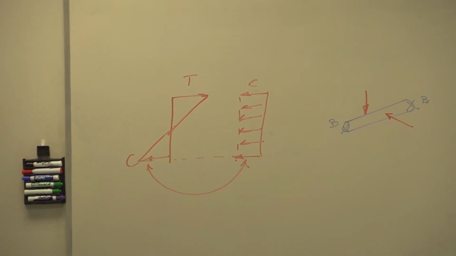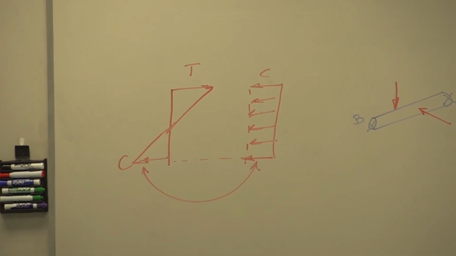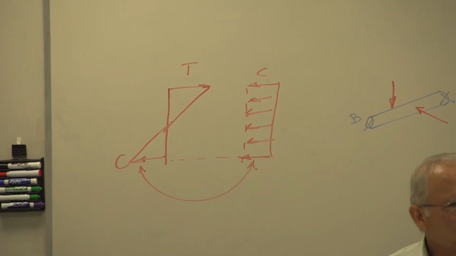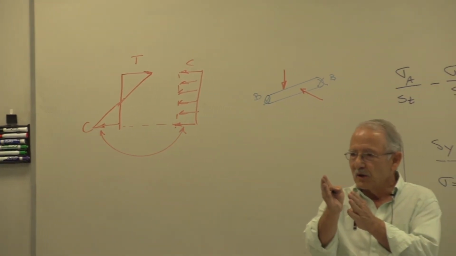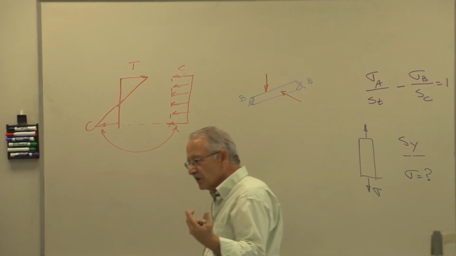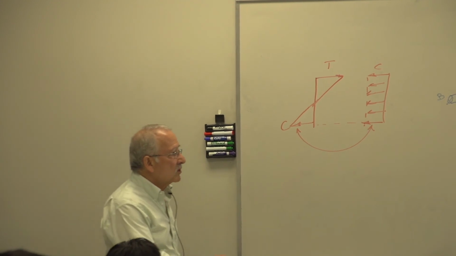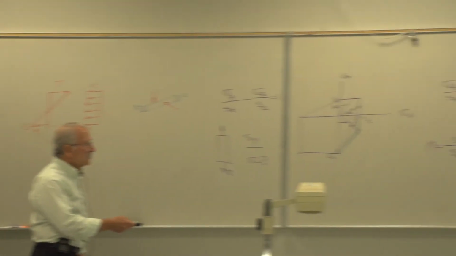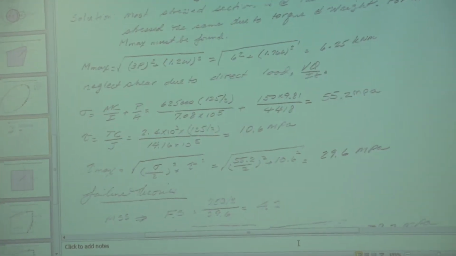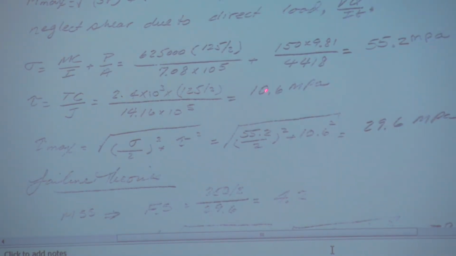They're both compressive. And since you're looking for yielding, tensile and compressive stresses really don't make any difference, because slip takes place whether your force goes in one direction or the other direction. Whether the applied force is tensile or compressive doesn't matter. So, sigma equals Mc over I plus P over A, you have all of the values, substitute in here, 555.2. Tau equals Tc over J, 10.6.